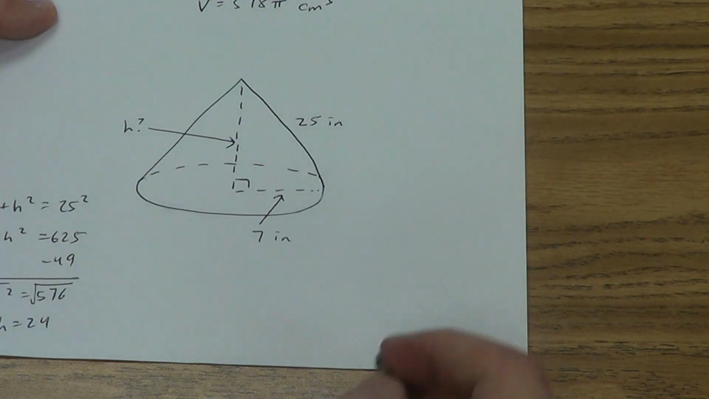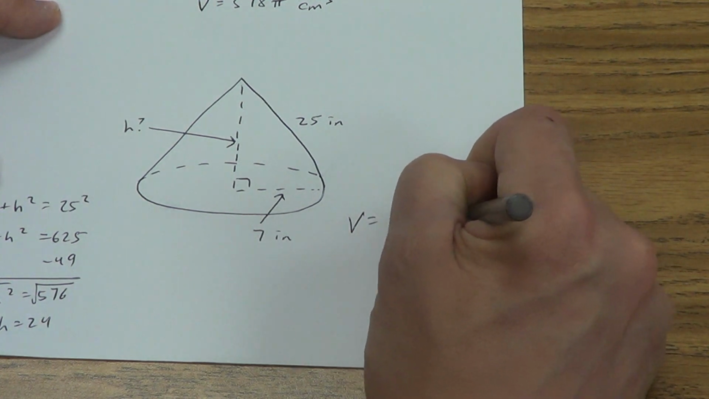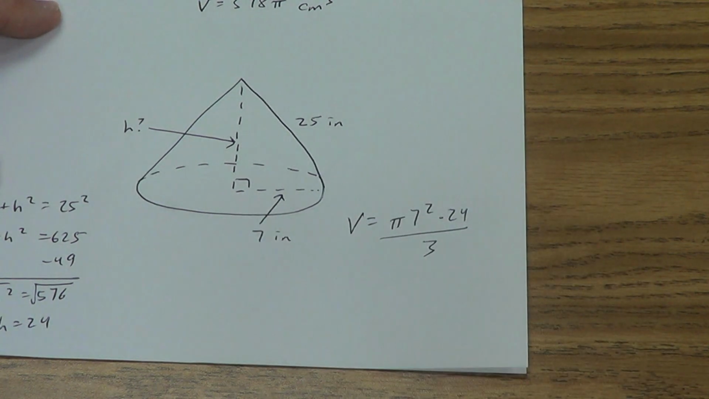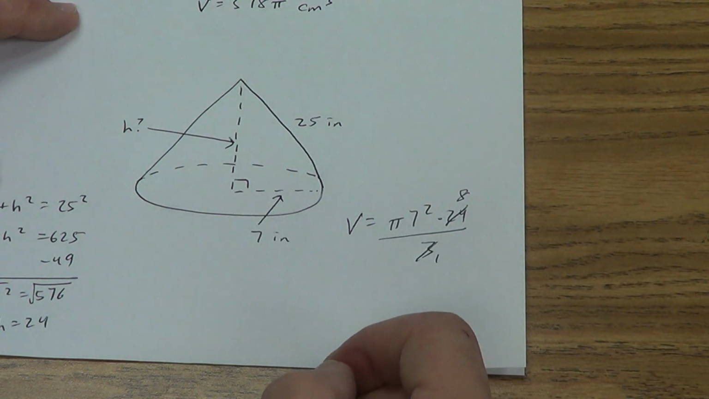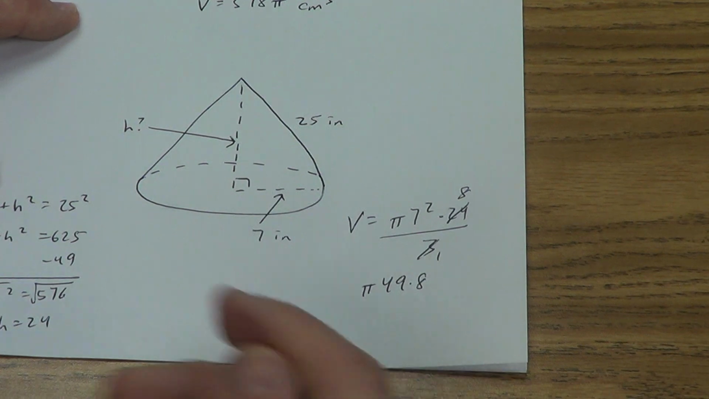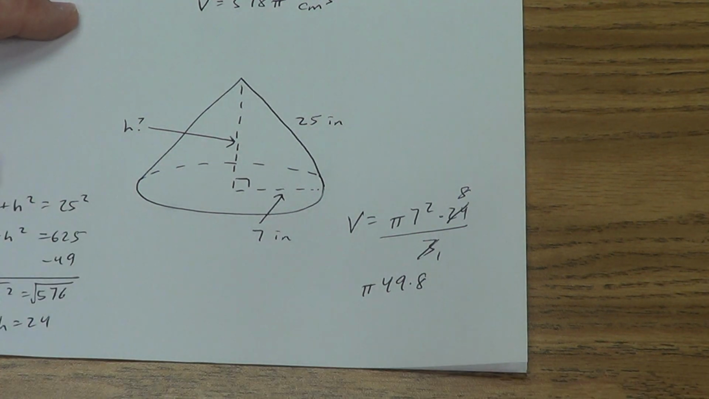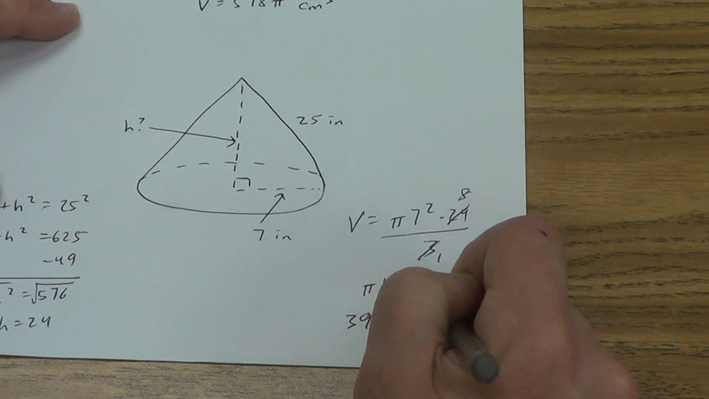So now I come over here, I'm going to do my formula. Volume equals pi times my radius squared times my height all over 3. If you want to reduce this first, you can. 7 squared is 49, so pi, 49 times 8. 49 times 8, 392 pi. Inches cubed.